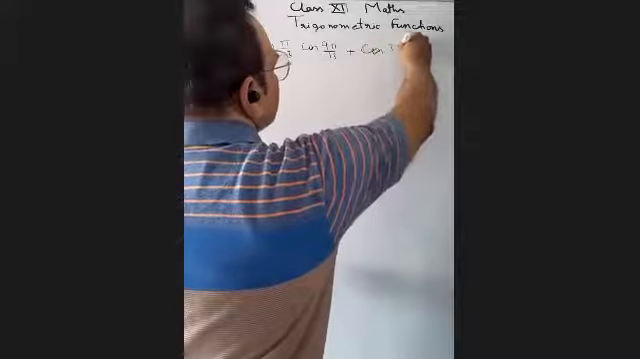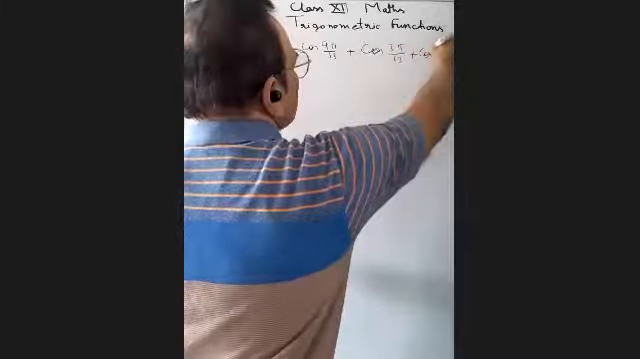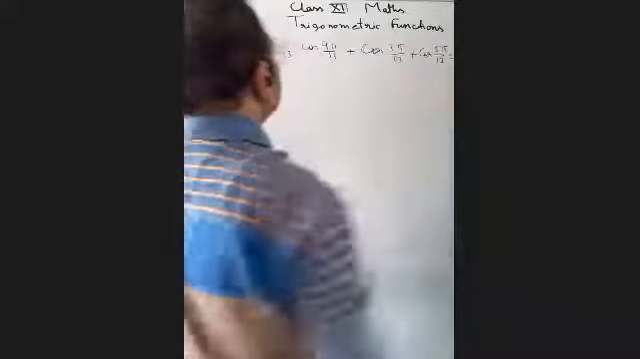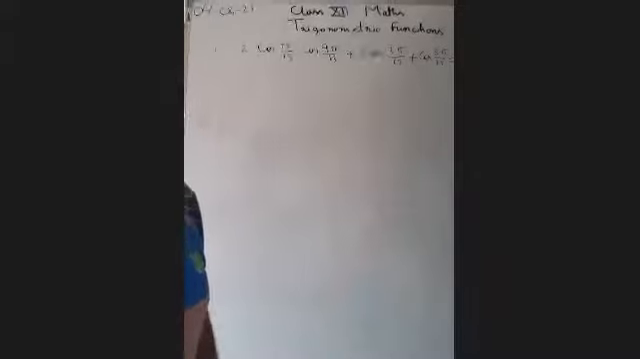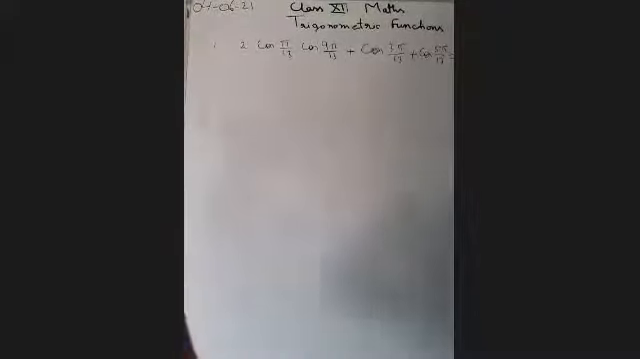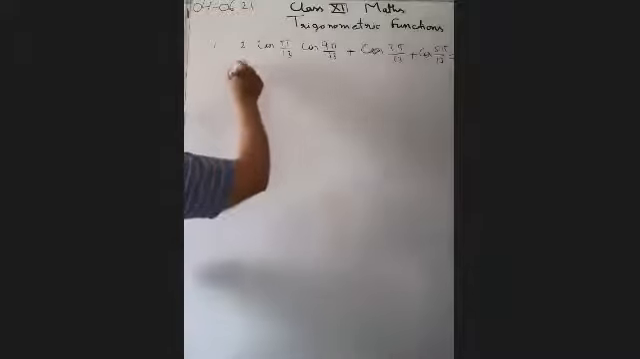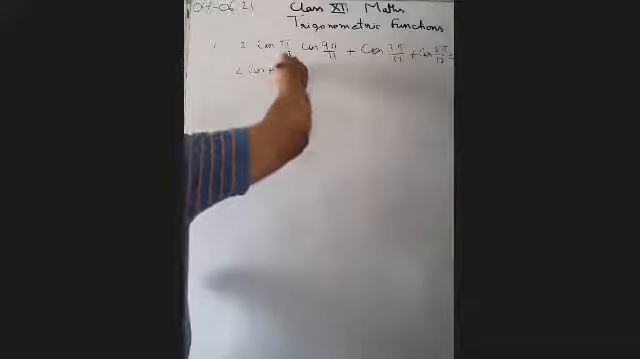...3 pi by 13 plus cos 5 pi by 13 equal to 0. Beta, we have to prove this one. Okay, I told you one formula that was the name of the AB formula. So by using the AB formula, we can apply it here to cos A cos B. This is the formula. I'm just writing it in case you have forgotten, because we have not used this formula earlier.